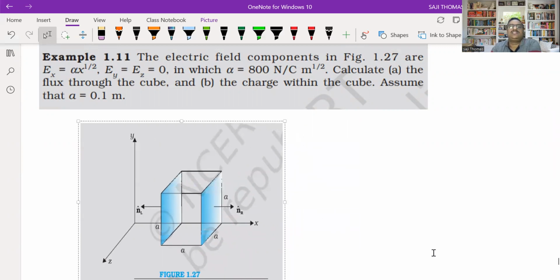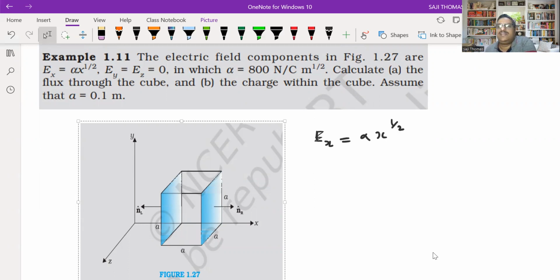Electric field components in the figure are Ex is equal to alpha x raised to 1 by 2, Ey and Ez are 0. Alpha is given as 800 Newton per coulomb per meter square. Calculate the flux through the cube and the charge within the cube. Assume that a is 0.1 meter. See the question. Here electric field is given, Ex equals alpha x raised to 1 by 2.